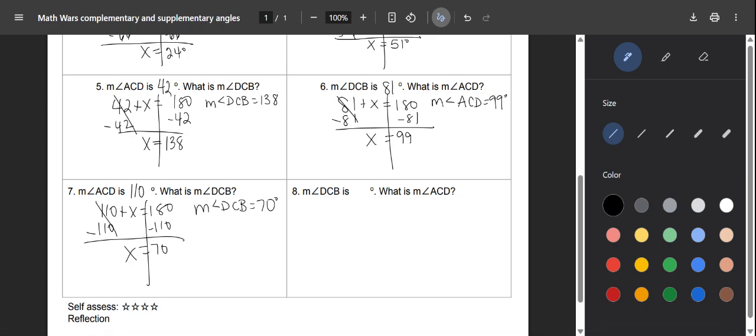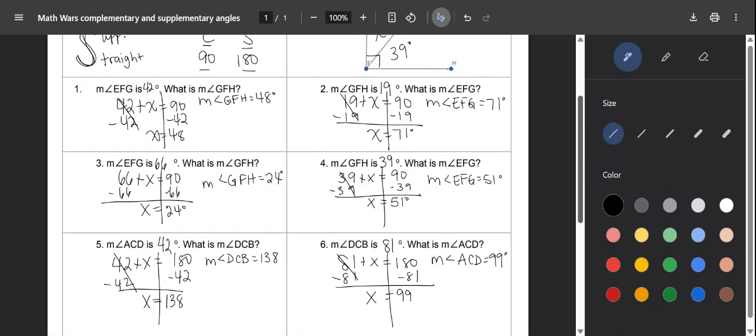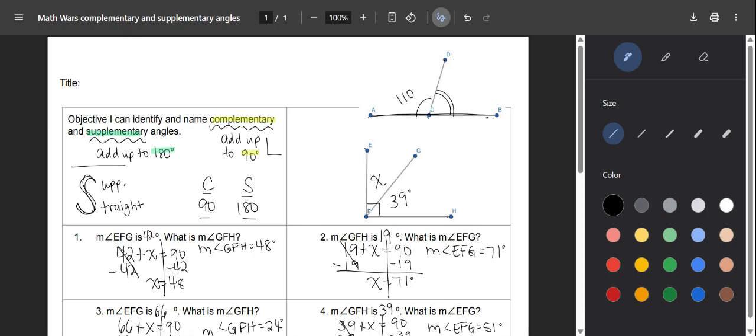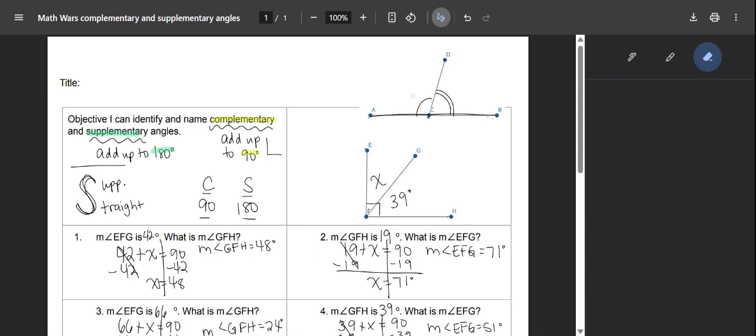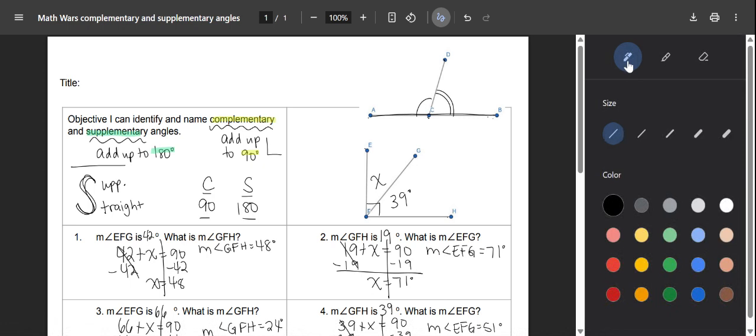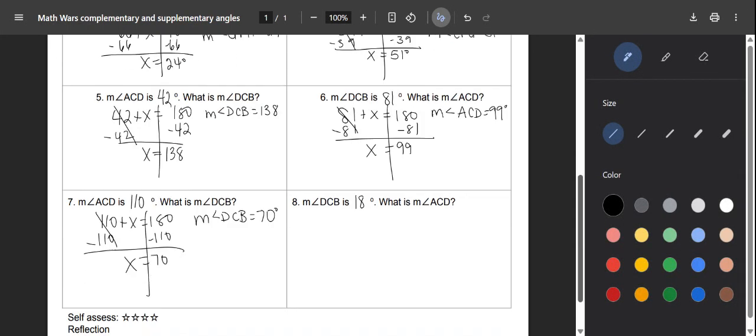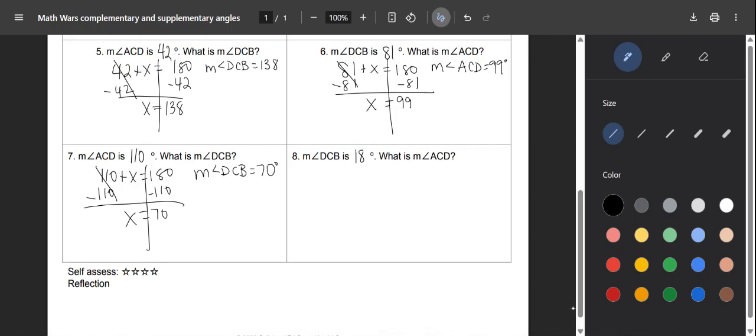And last, problem number 8 says the measure of angle DCB is 18 degrees. At this point, you probably don't need the diagram. You know that DCB is part of the straight angle, but if you want to fill it in, you can. You know that it's going to add up to 180. So go ahead and set up your equation, pause the video, come back when you're ready to check your answer. You can see here that the answer is the measure of angle ACD is 162 degrees. If you need to see my reasoning, it is there on the left.